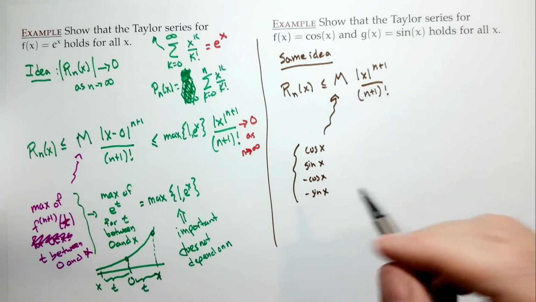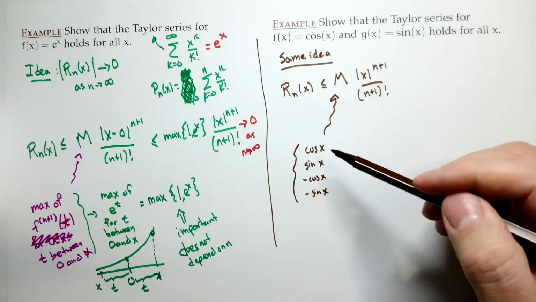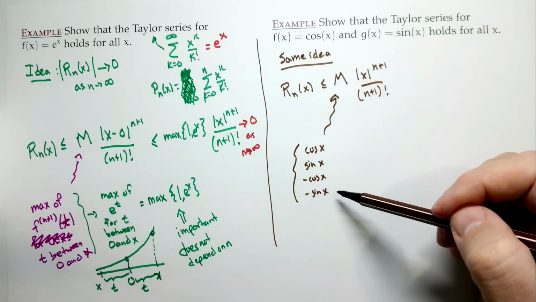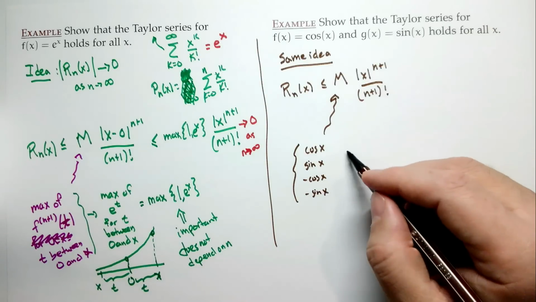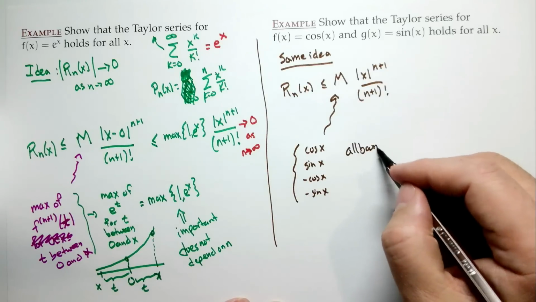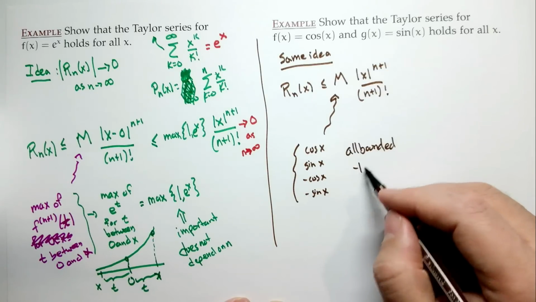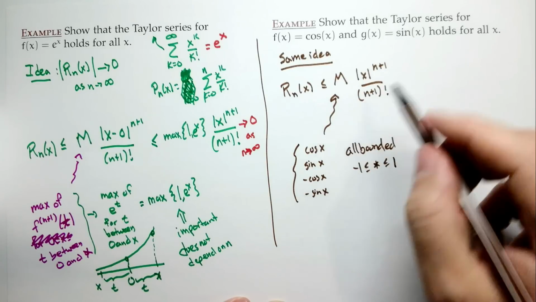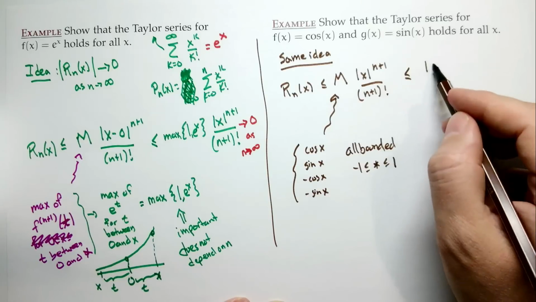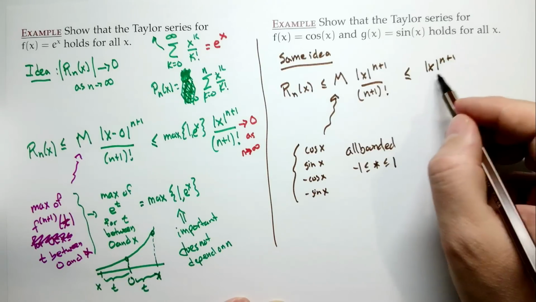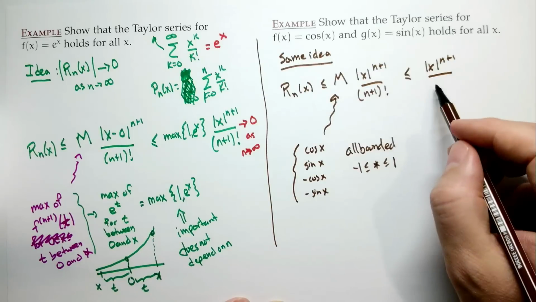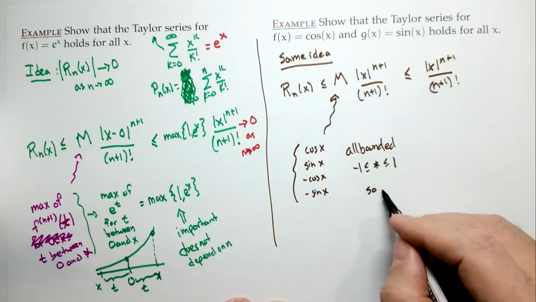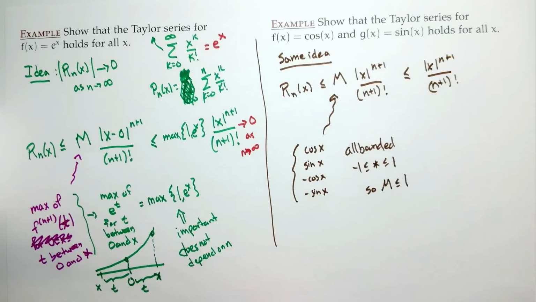Ignore the order. But the point here is that when I look at my derivatives, it's one of these four functions, and each one of these four functions is bounded between -1 and +1. Well, that tells us that our m is less than or equal to 1. So we have that our error is of that form. All right, so m is at most 1.